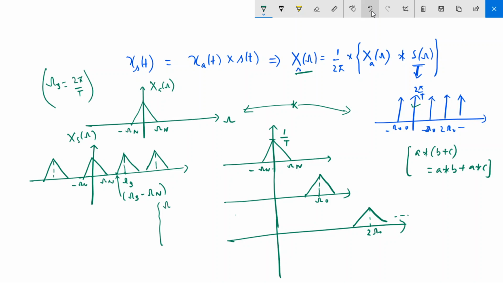Now we take three different situations. In one case, if I take omega s equal to twice omega n, that is the Nyquist rate, how will this spectrum look?